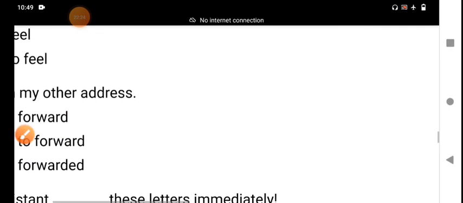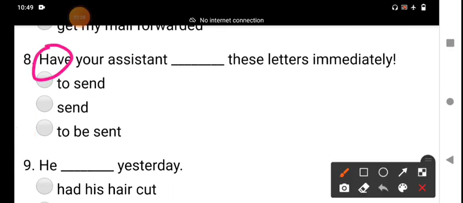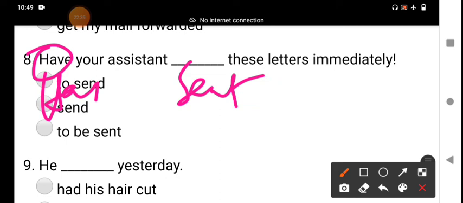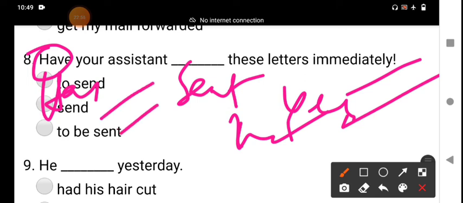And the right answer is, please listen carefully. Has your assistant, third person singular, sent. Your assistant has sent these letters immediately. Present perfect interrogative form, a yes or no type question. Has your assistant sent these letters immediately? This is not a causative verb. This is a normal verb, a general verb.